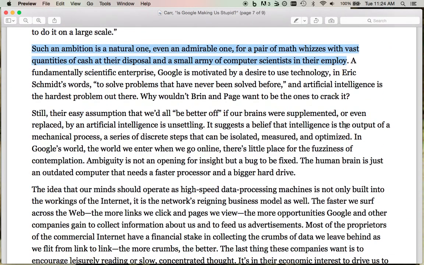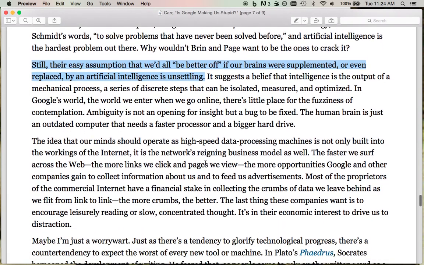Why wouldn't they be the ones to maybe succeed in this ambition? But we can see here in the next paragraph that he is going to signal how he's not all rosy in his assessment of this, right? Still, there's an important transition word right there. Still, kind of like however, or but, their easy assumption that we'd all be better off if our brains were supplemented or even replaced by an artificial intelligence like Google is unsettling, all right?